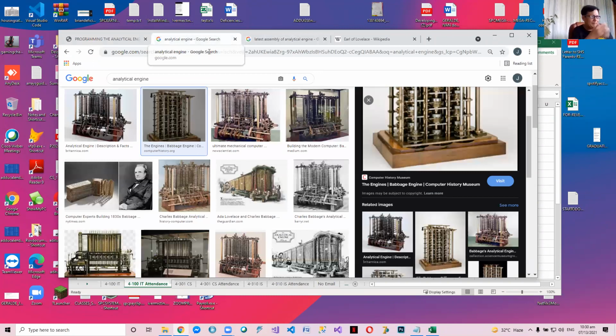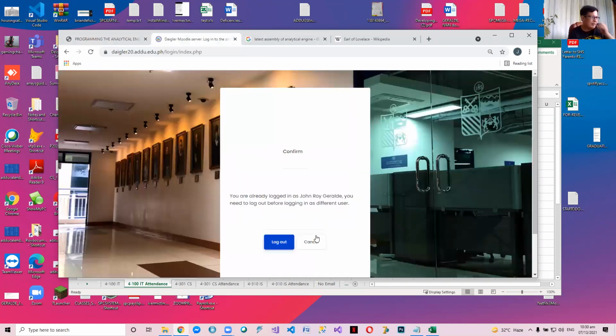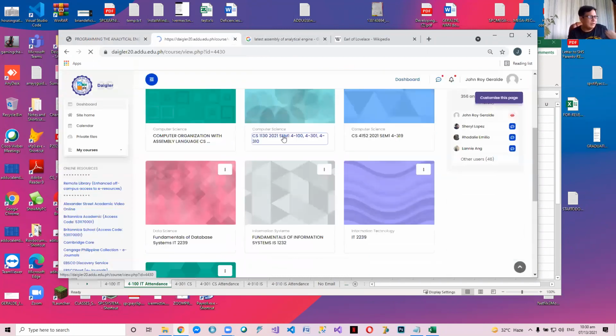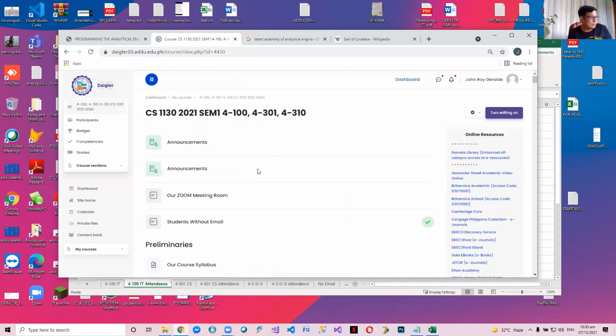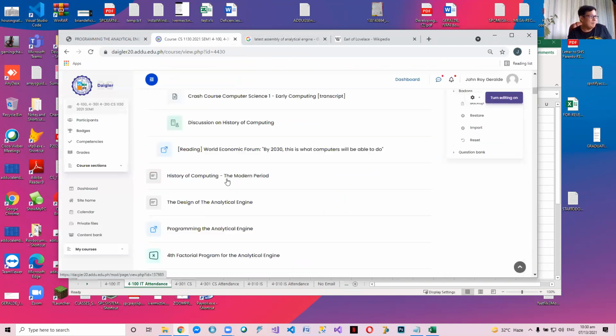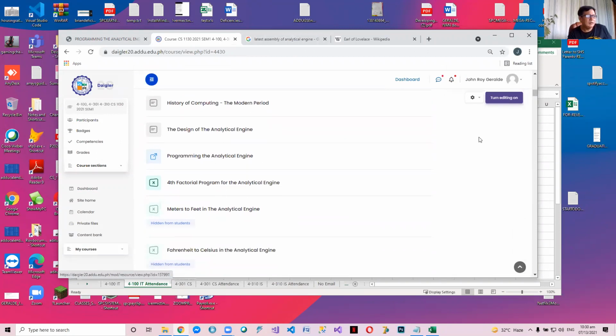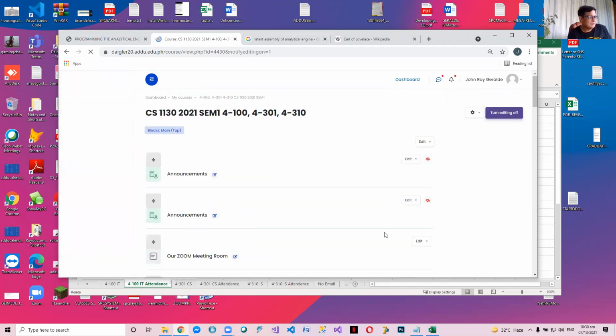In our Dagler site, I have an example in Excel of a trace of an actual program called the fourth factorial. You can download this, okay? The fourth factorial program of the analytical engine. Let's turn the editing on.